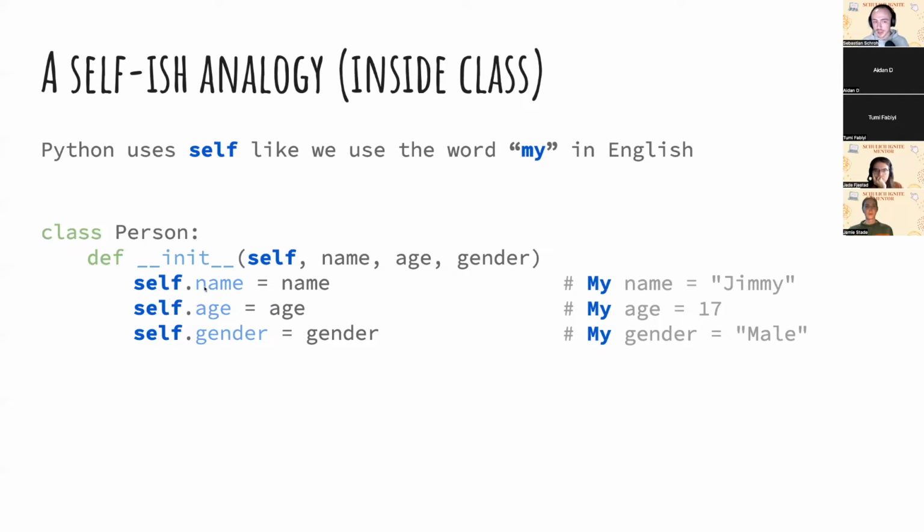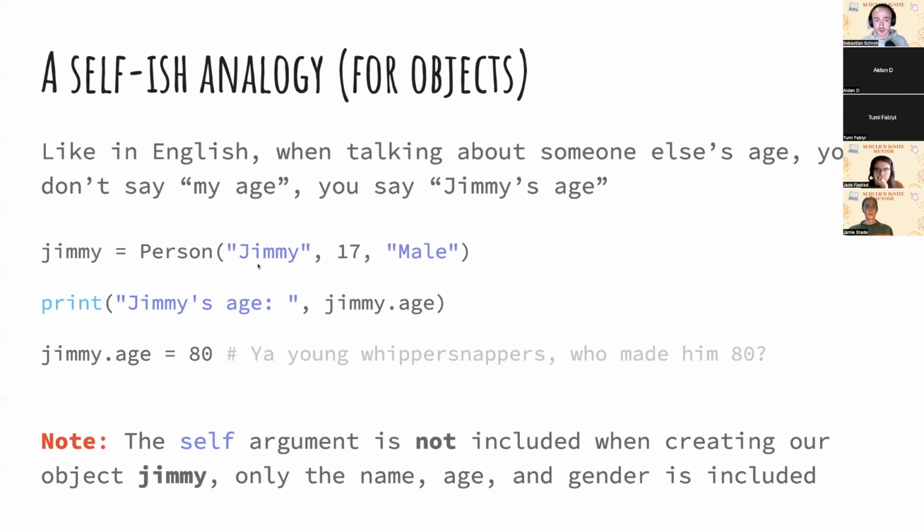So self binds this dot name to the person object when you create it. For example, here we have a variable Jimmy and we assign it via the person constructor. That's what that init turns into when you call person parentheses and pass the arguments there. So we can pass it a name, Jimmy, 17, and male. And then we've created a person object called Jimmy, right? And then we can print that age, we can access it, or we can change it via the .age equals 80.